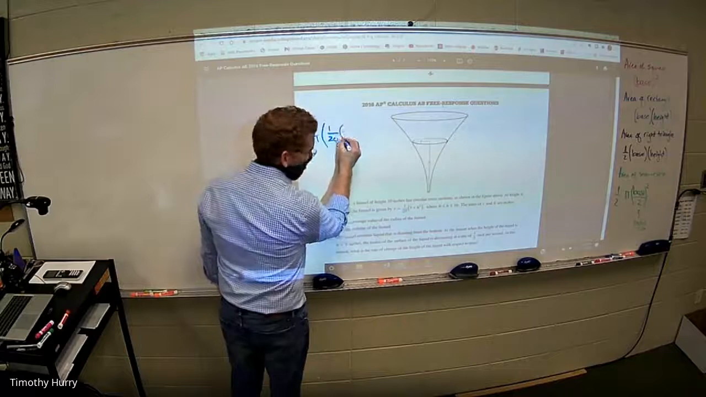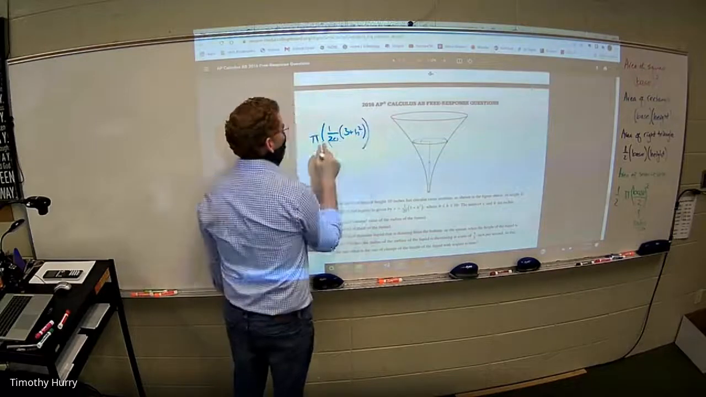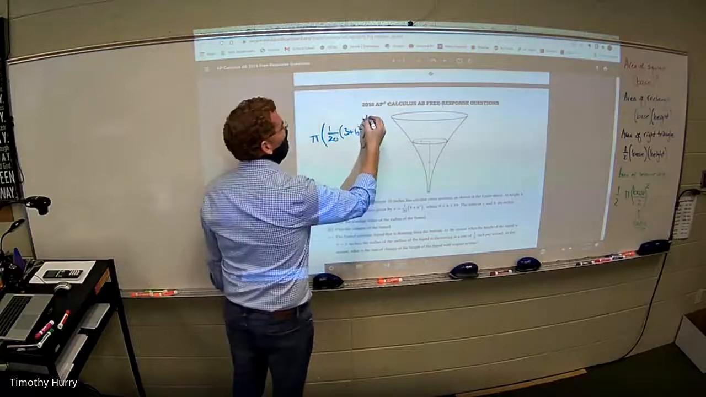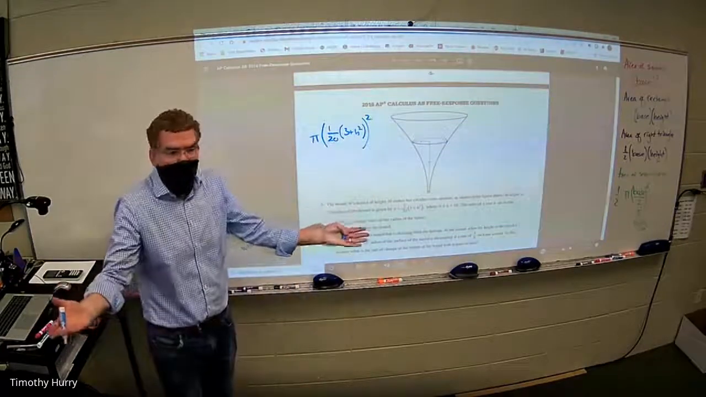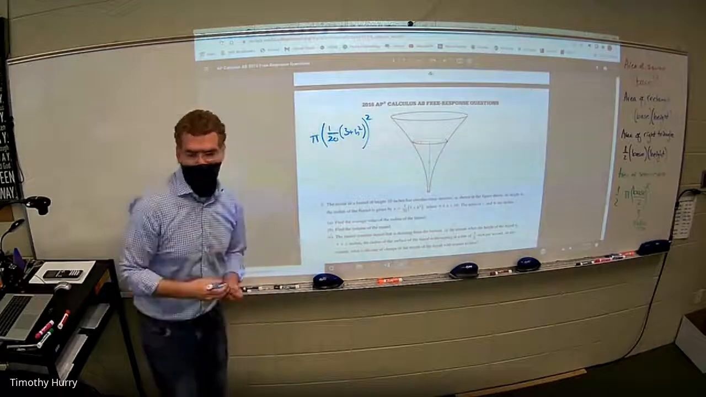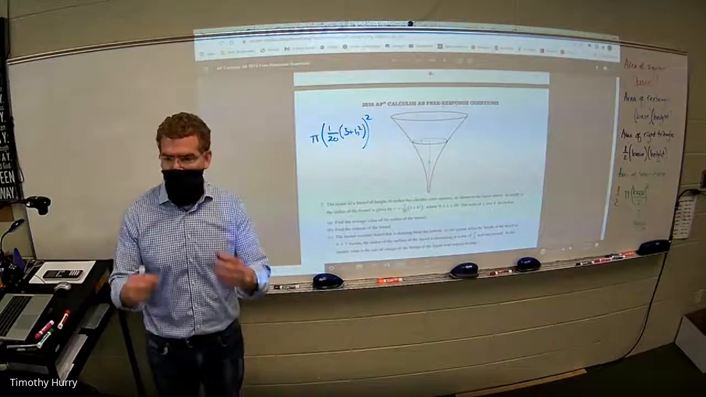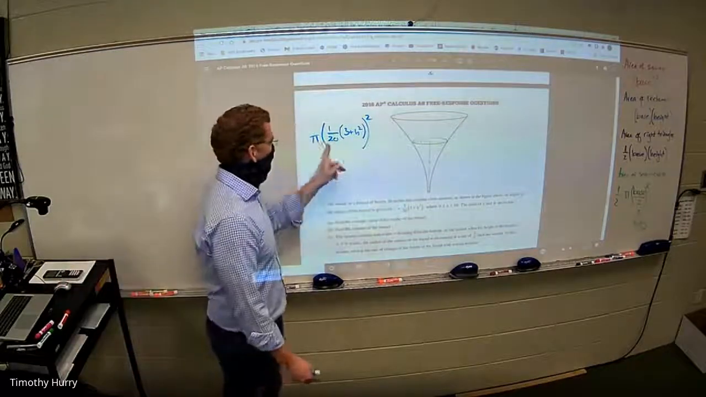3/20ths plus h, squared. That's pi radius squared. Give it a little volume. That's the circle, right? They gave me the radius. I didn't have to divide by 2. People that memorized totally freaked out and skipped this. And I was like, how did you skip that? They're handing it to you, right? They gave you the radius, pi radius squared.